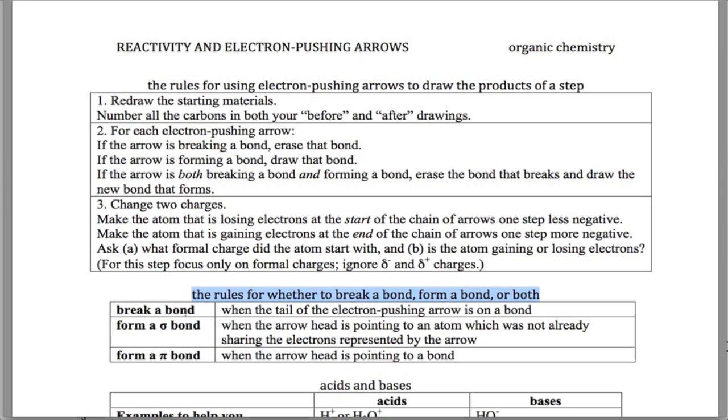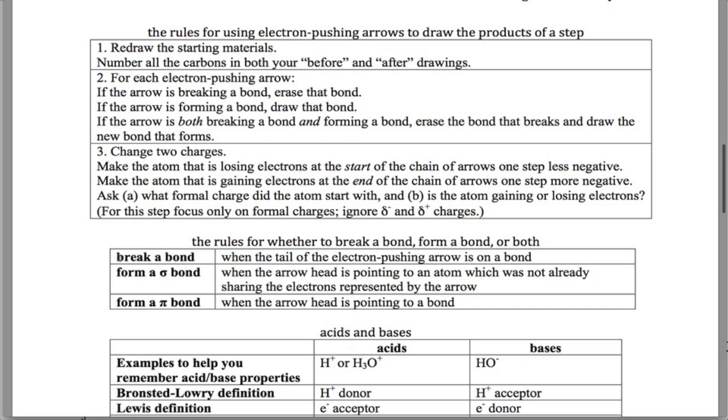By the way, how do you know whether to break a bond, form a bond, or both? Well, here are the rules we were just talking about. It's obvious when to break a bond. That's when the tail of the arrow is on a bond. And it's obvious when to form a pi bond. That's when the head is pointing to a bond. The tricky one is when do you form a sigma bond? We saw that was a little bit subtle, but I think we've made some good progress on that. You form a sigma bond when the arrowhead is pointing to an atom which was not already sharing the electrons represented by the arrow. It's a little bit longer to state, but that's how you know when to break a bond, form a bond, or both.